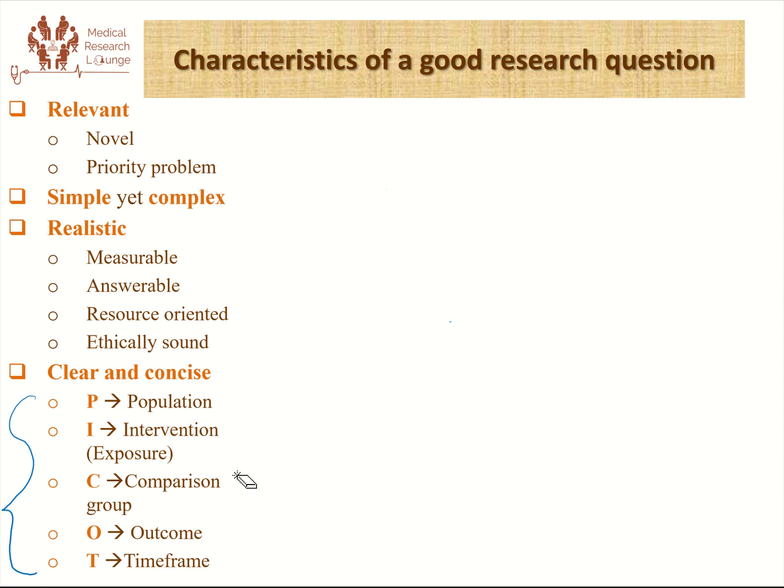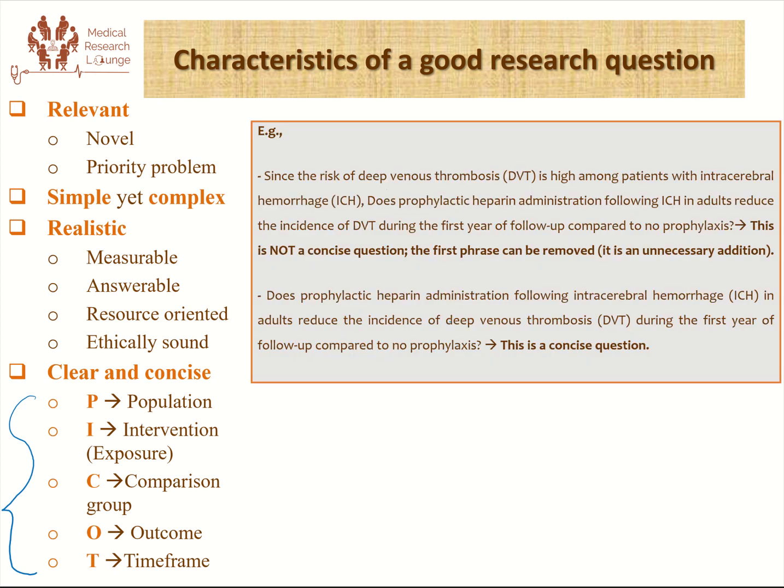The other thing is we have to make sure that our research question stays concise. That means even if we want it to reflect all the important parameters to make it clear, we have to still make sure that it's concise enough so that it doesn't lead to confusion. For example, if we state our research question by saying that since the risk of DVT is high among adults with ICH, that's prophylactic heparin administration, blah blah. So this phrase is a bit much.